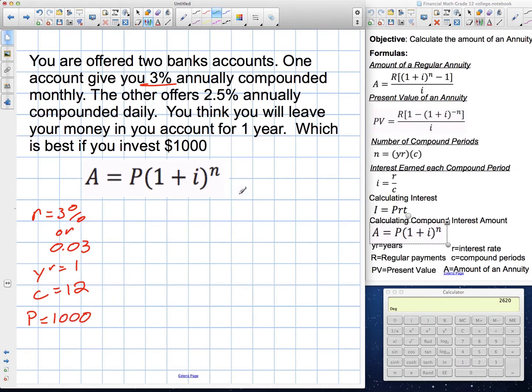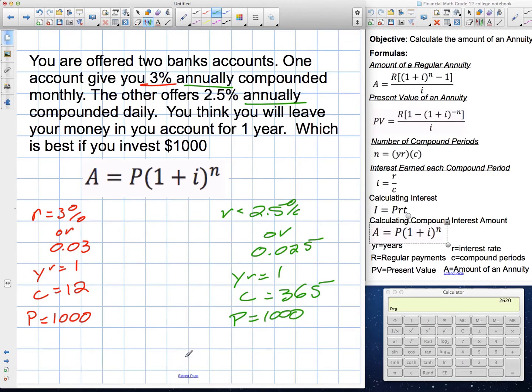In our other example, R is 2.5%, or 0.025. Years are the same. Compound period is different. It's every day. So how many days in a year? 365. The reason we refer to a year is because the interest rates are annual. And our principal is still $1,000.